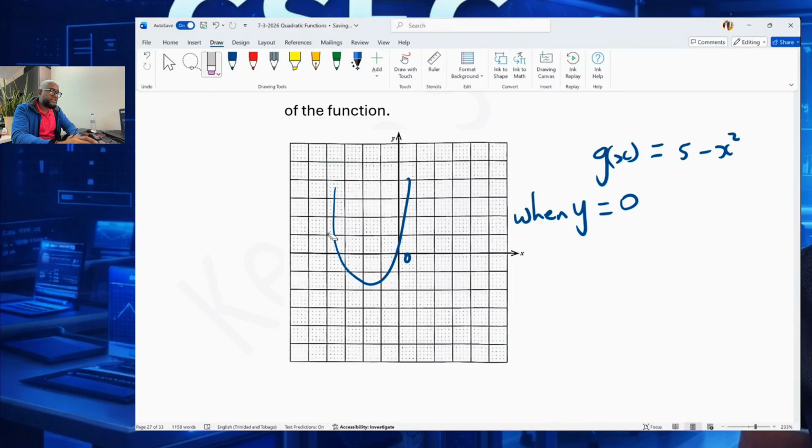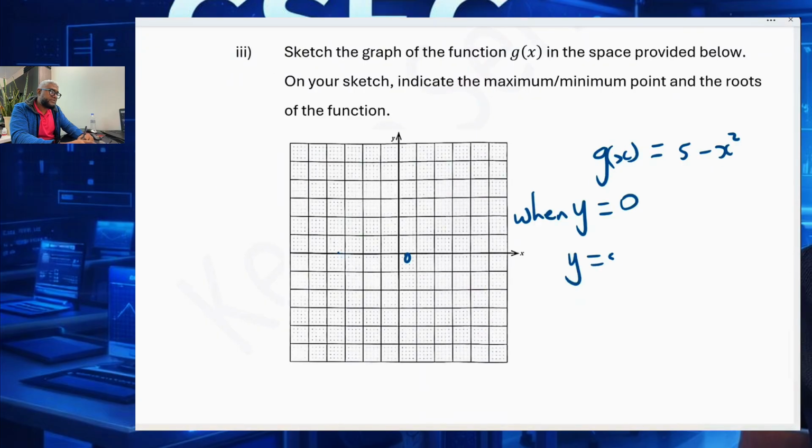So when y is equal to 0, let's find the corresponding values of x. You remember, g of x or f of x or any function of x is basically y. So I'm going to rewrite this as y is equal to 5 minus x squared. But y is equal to 0, so I replace y with 0. 0 is equal to 5 minus x squared. I'm going to carry this x squared over, and the minus x squared will become positive x squared, equal to 5.